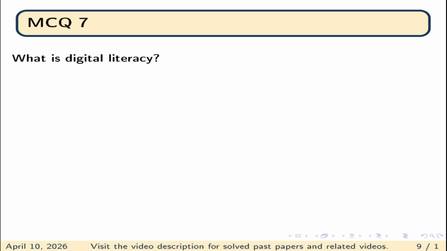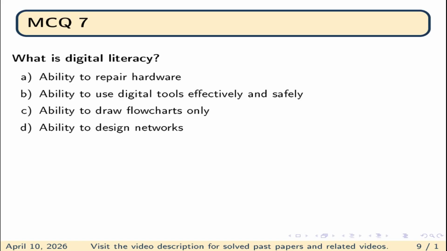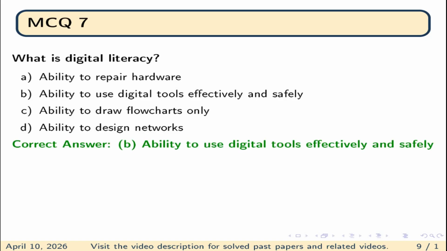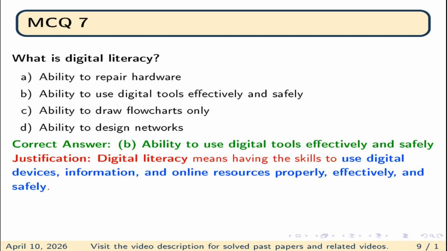What is digital literacy? Ability to repair hardware, ability to use digital tools effectively and safely, ability to draw flowcharts only, ability to design network. The correct option is ability to use digital tools effectively and safely, because digital literacy means having the skills to use digital devices, information, and online resources properly, effectively, and safely.